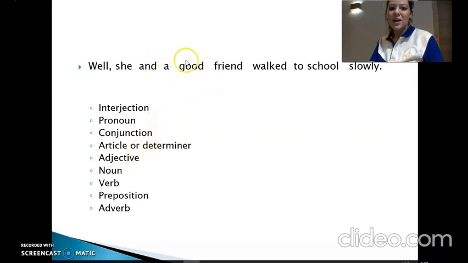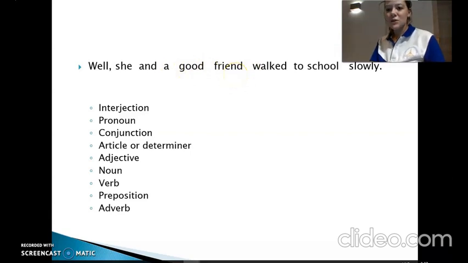Then you have an adjective. In this case, good. An adjective tells something more about a noun. It is not just a friend. It is a good friend. This information tells you something about the noun. So good is an adjective. And as I said before, friend is a noun.